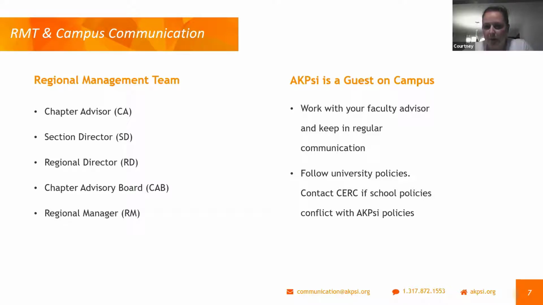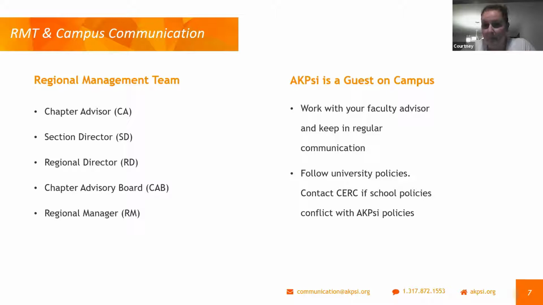So kind of like I said before, with following university policies, contact your CERC if you have questions, because they can help you if there's a conflict, because sometimes it does happen where school policy and the AK Psi policy don't necessarily match up. If you don't know who your CERC is, you can just email cerc@akpsi.org. And then I already went through your regional management team on the previous slide, but they're all listed. And starting with your chapter advisor, that's your biggest asset.